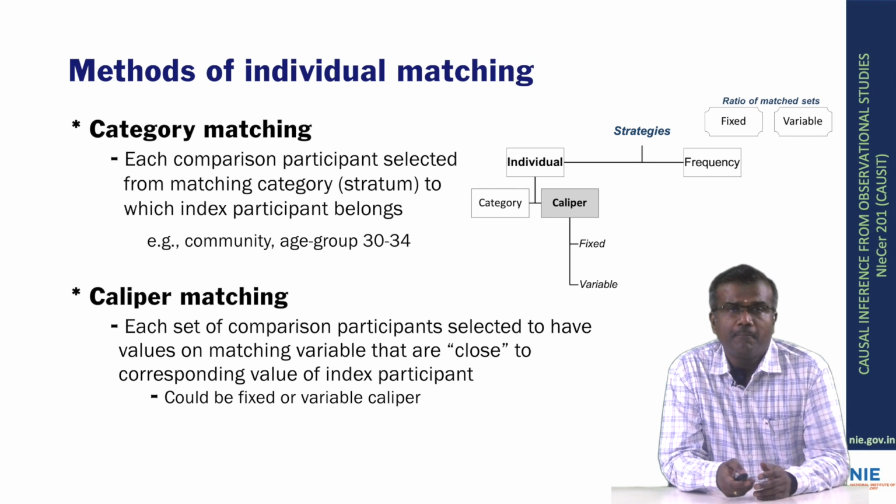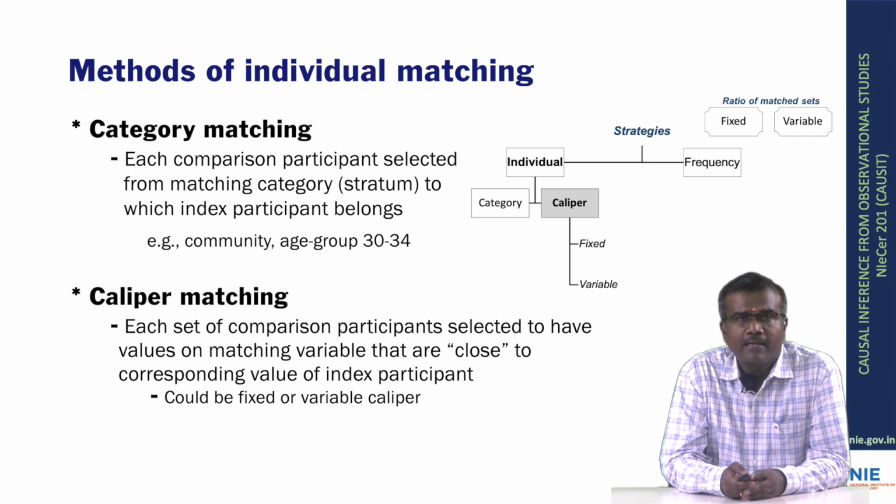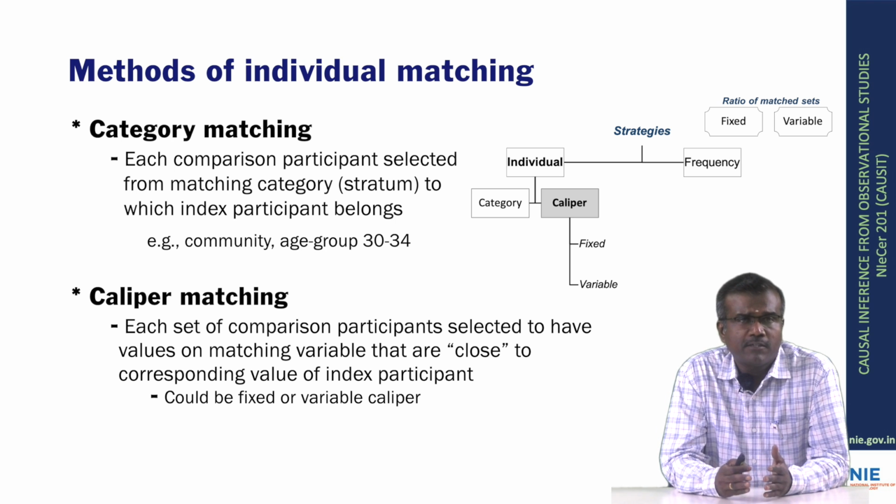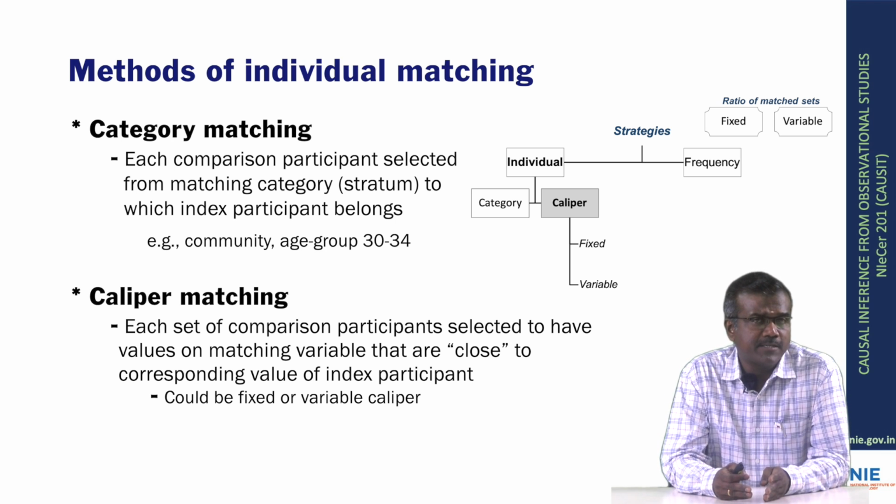We will now see methods of individual matching. Category matching refers to the fact that each comparison participant is selected from a matching category, which is also referred to as stratum, to which an index participant belongs. The matching category or stratum could be community or age group 30 to 34, for example. So for example, if we select an index participant belonging to a particular community, we need to select the comparison participant from the same community. That is what is meant by category matching.